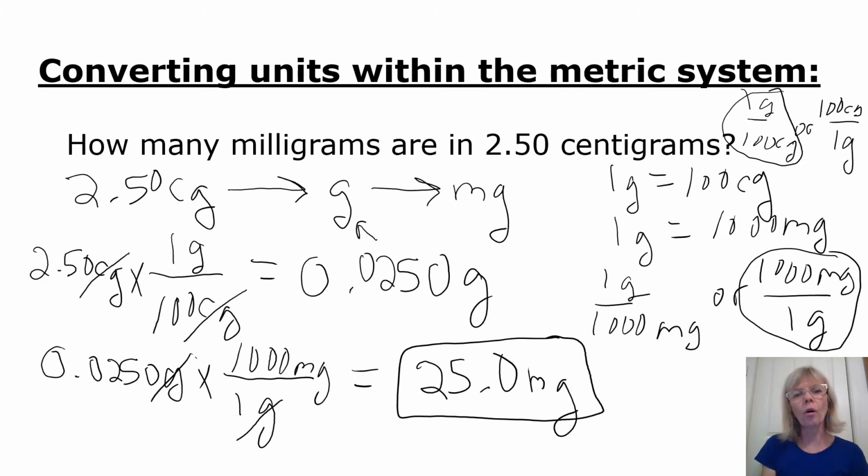So this is an example of a two-step problem where you have to make a plan. How am I going to go from one unit to the other if it's not a direct one-step process? So you may have multi-step processes coming up.